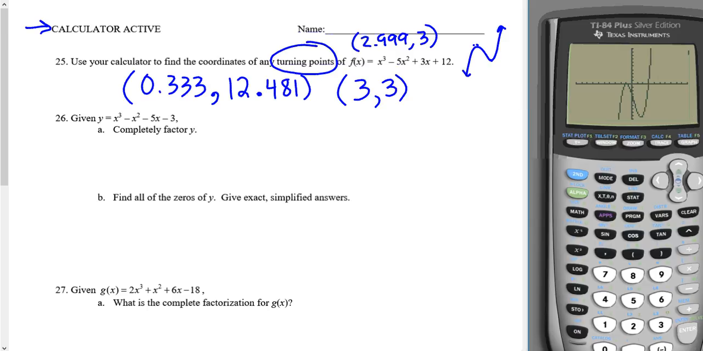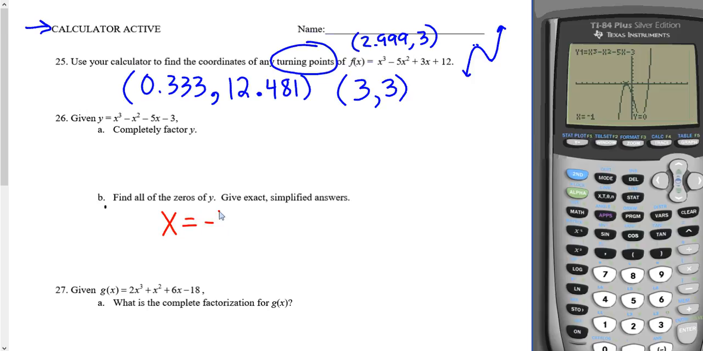Now I can see it looks like I have an x-intercept right here at -1. If I want to tell that that's exactly where it is, probably the easiest thing to do, I went to second trace, and now I'm going to just type in -1. And it tells me, yes, at -1, 0, that's a 0. So this problem asked me to completely factor and find all the zeros. So I'm going to write that down as a 0.